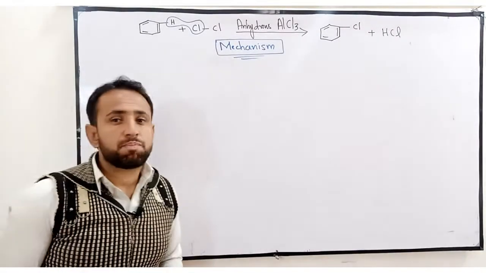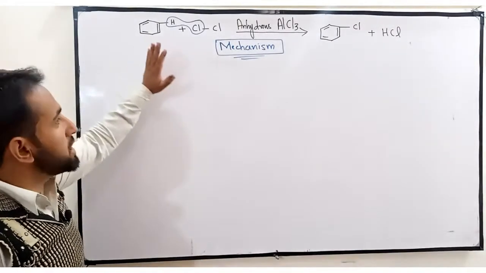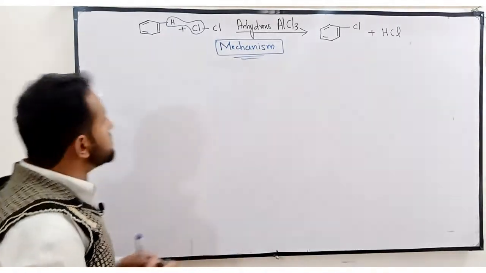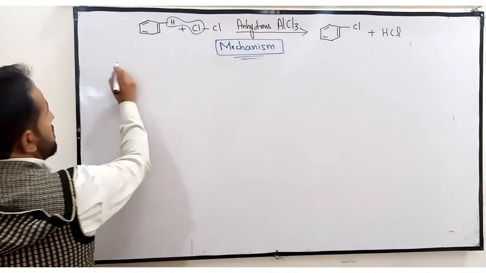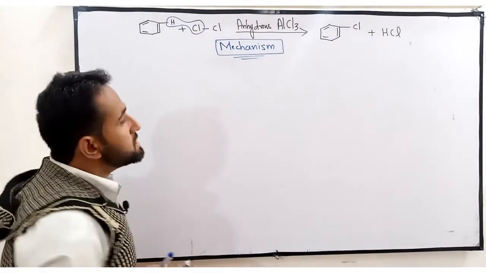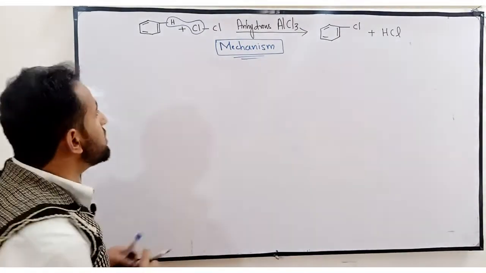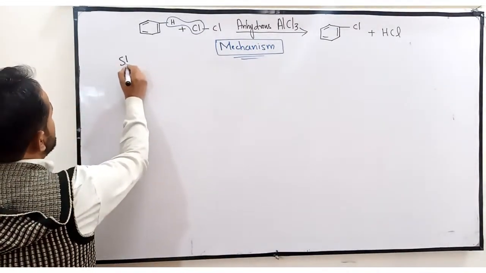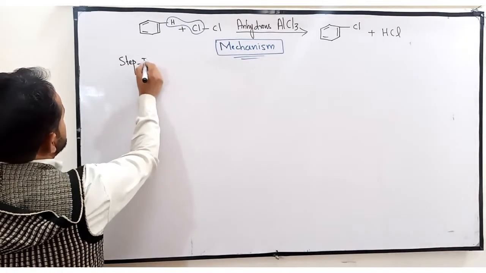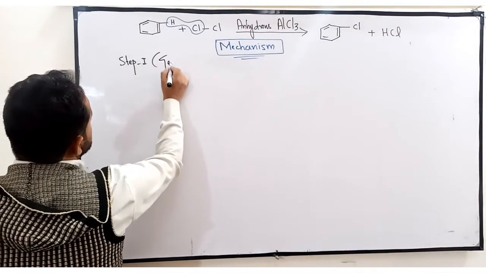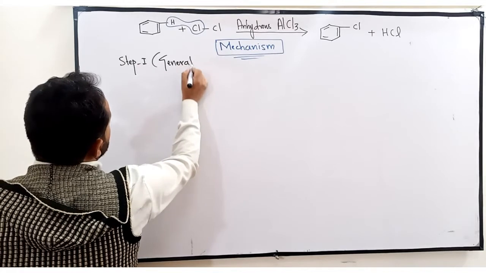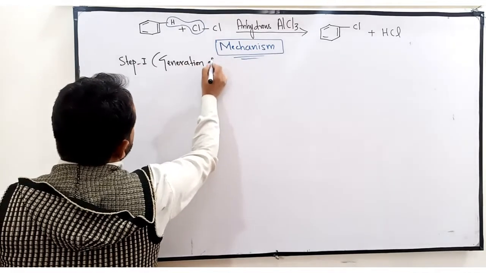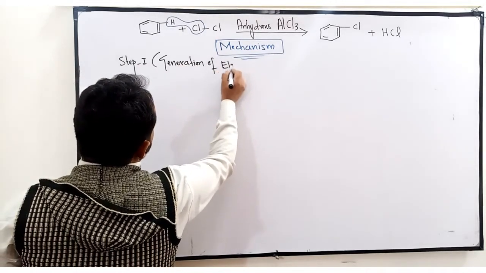Now we will discuss the mechanism of chlorination. The mechanism basically consists of 3 steps. Step number 1, which is known as generation of electrophile.